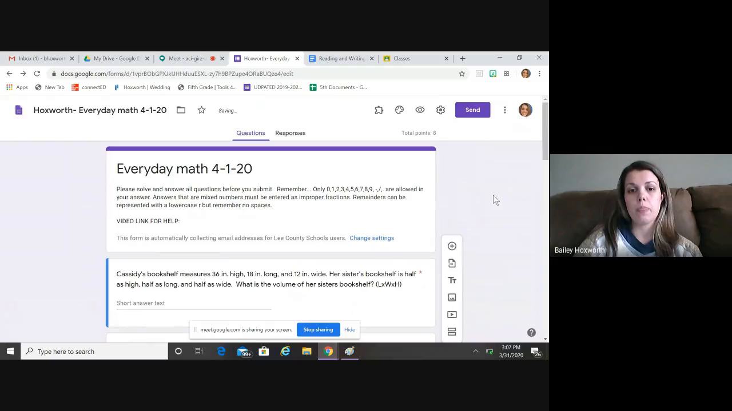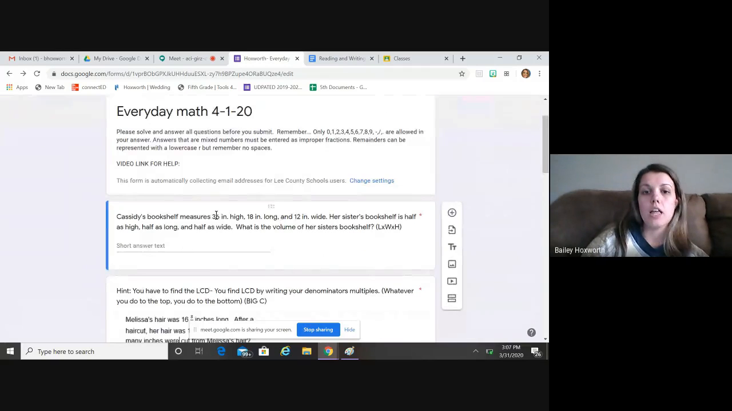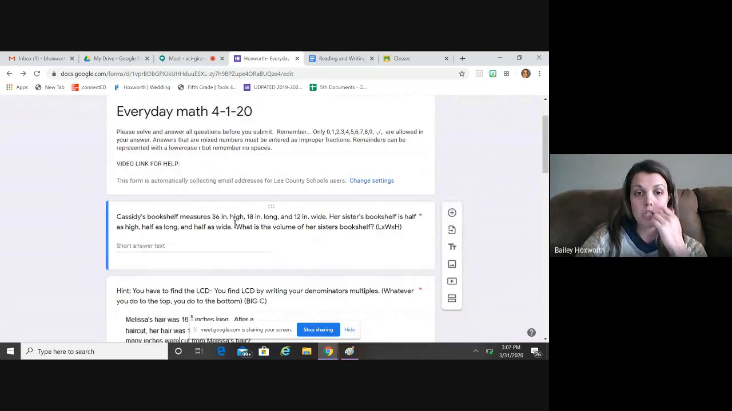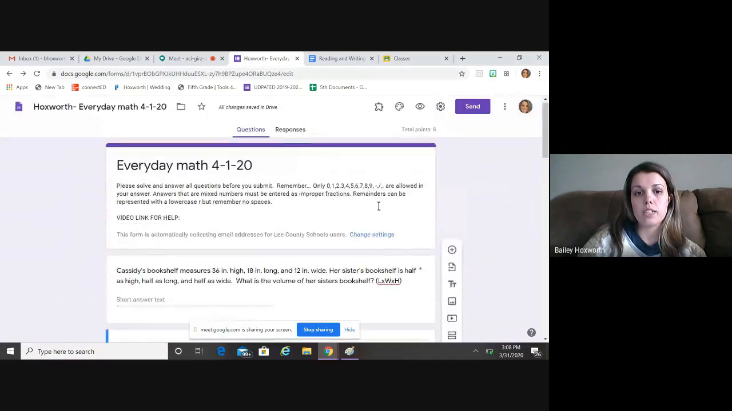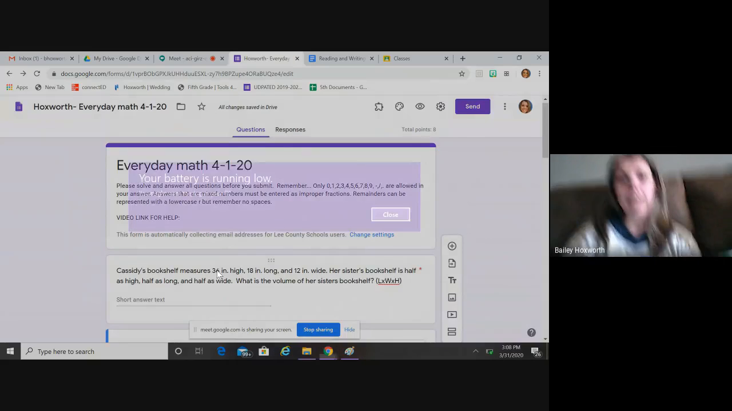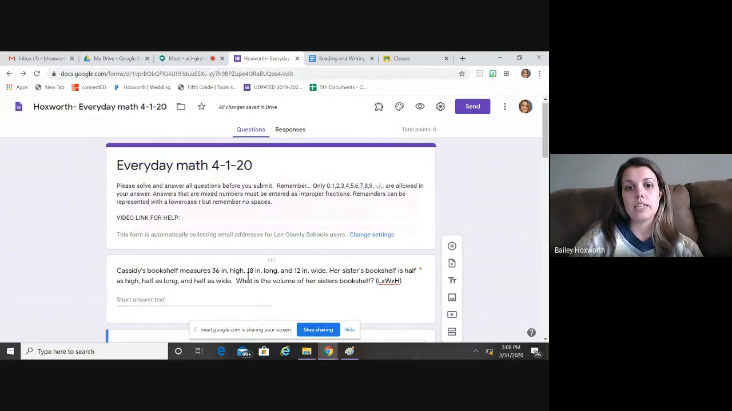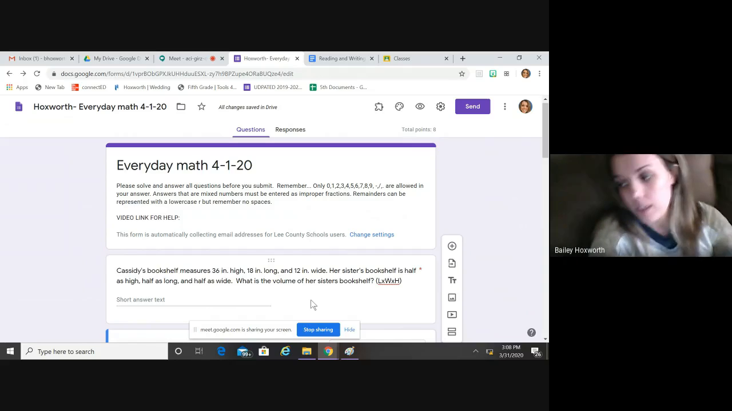So whenever you are solving this problem, what you need to do is take 36 and divide it by 2 because that's what half is. You need to take 18 and divide it by 2 to find out what half is. And you need to take 12 and divide it by 2 and find out what half is. And once you have what half of these measurements are, you need to find volume with those new numbers by doing length times width times height.